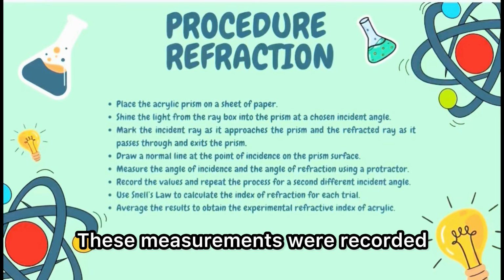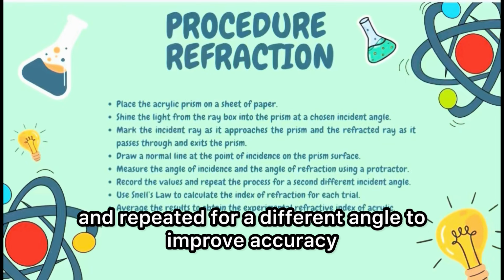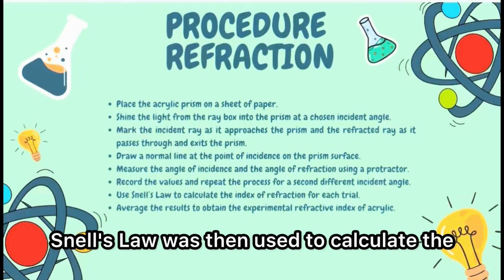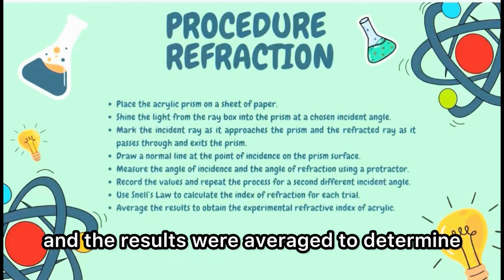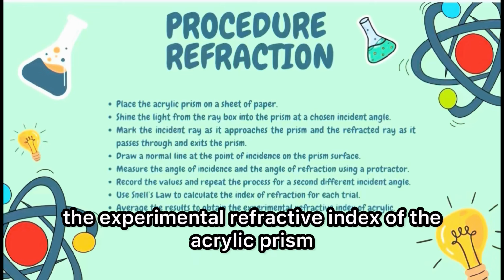These measurements were recorded and repeated for a different angle to improve accuracy. Snell's law was then used to calculate the index of refraction for each trial, and the results were averaged to determine the experimental refractive index of the acrylic prism.